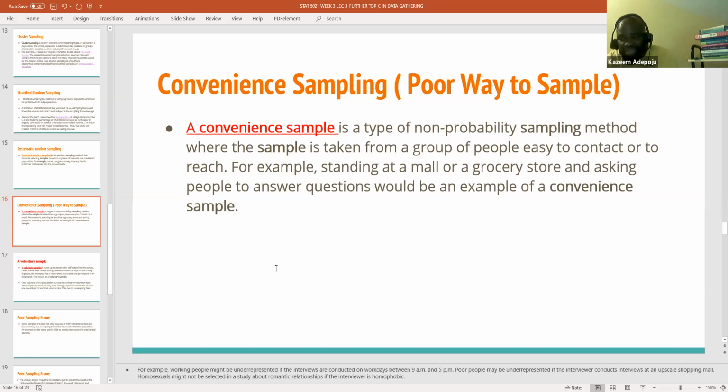Another example is that you want to ask people a question about, maybe, romantic relationships. If you yourself are homophobic, I'm referring to the interviewer, then you are not likely to ask questions of homosexuals. And you don't know whether homosexuals actually have the information you were looking for. That is the reason why I'm going to conclude that one of the poor ways to sample is to choose a convenient sample.